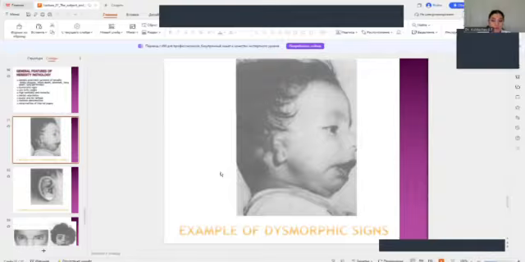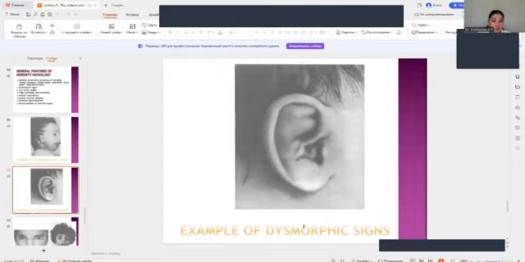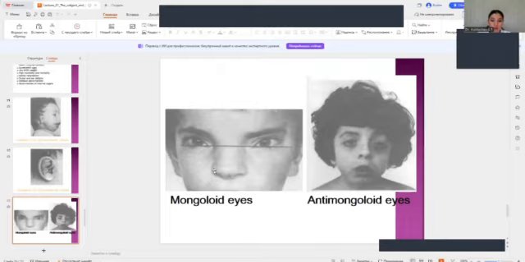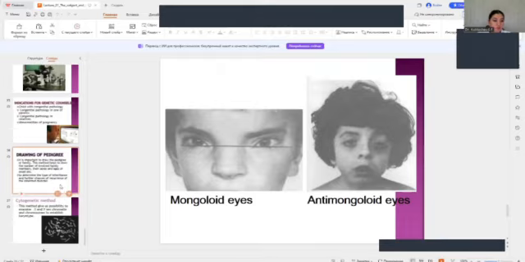Here you can see some congenital malformations. For example, this is an underdevelopment of the ear, a congenital defect in the ear. Here you can see mongoloid eyes or anti-mongoloid eyes.